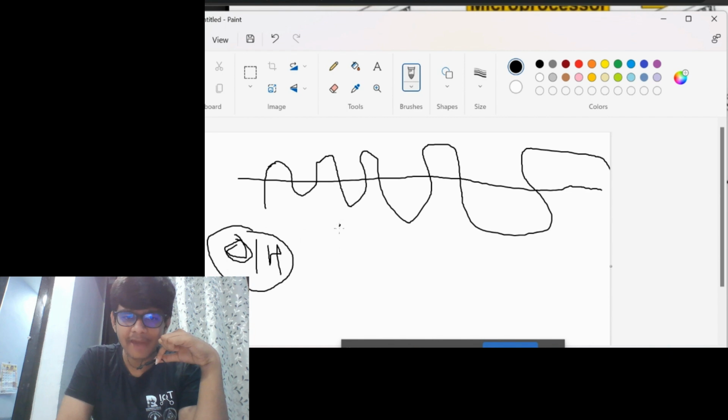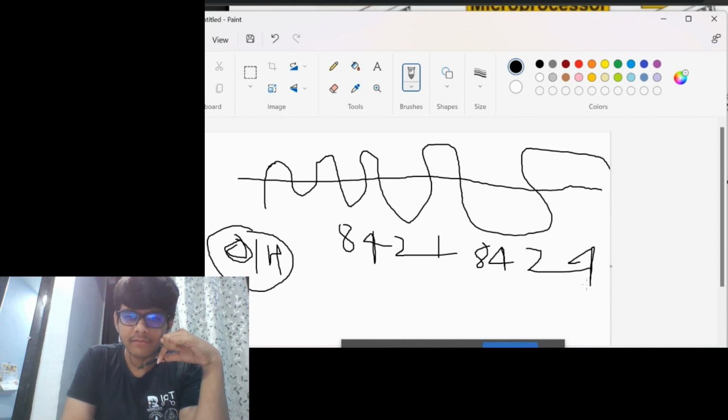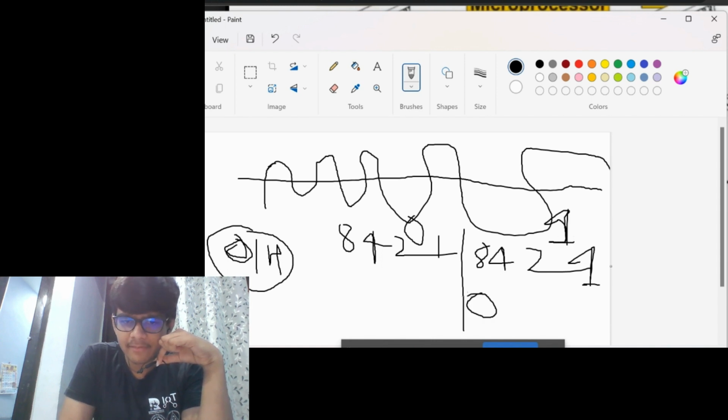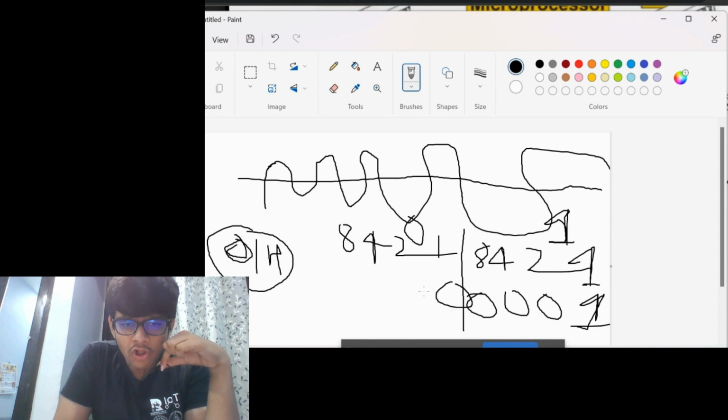You might have learned about the 8421 concept. Just assume that it is a 1. So I have told you 01. To make one, I will make all of these zero, and this one makes a one. I will teach you in another video what hexadecimal is and why it is done so. To make zero, I need to make all the bits zero.